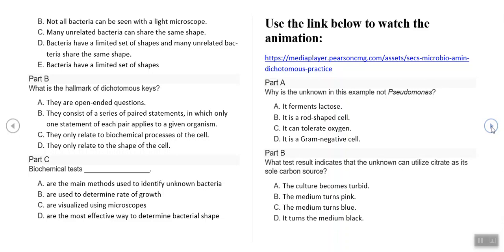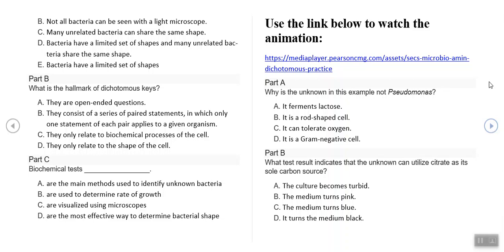Letter B, used to determine rate of growth. That doesn't work for that. Are visualized using microscope. Biochemical tests are biochemical tests. You can see the results in just a test tube or an agar plate. You don't need a microscope for them. Are the most effective way to determine bacterial shape? Well, you can't tell anything about shape or even gram staining from the results of a biochemical test. You can just really see what are the results. How do they ferment lactose? Yes or no. Do they produce indole? Yes or no type thing.